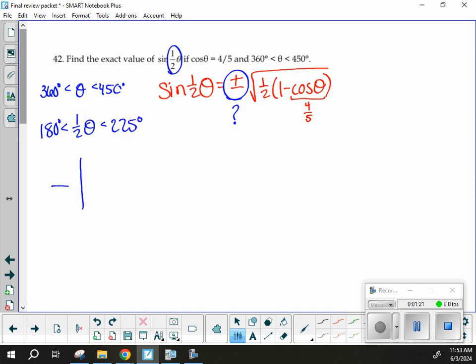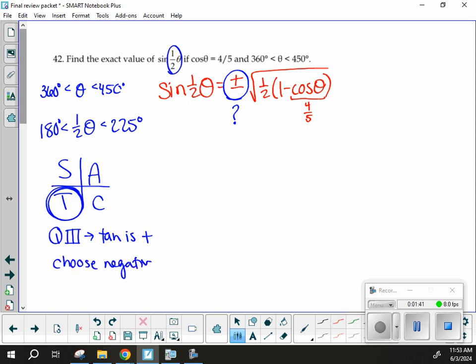So let's think about where that falls. 180 and 225 would be in quadrant 3. And only tangent is positive. But because we're asked to find sine of something in quadrant 3, we're going to choose negative. So when we talk about this plus or minus, I'm going to write here my next line, negative square root of. So when I'm all done, my answer should be negative. So think about a multiple choice question. Maybe you can eliminate some options right away.